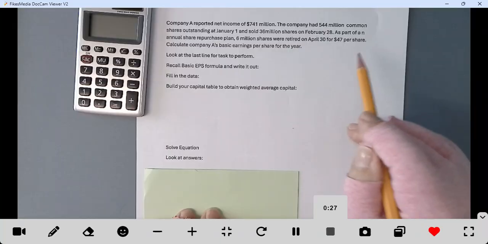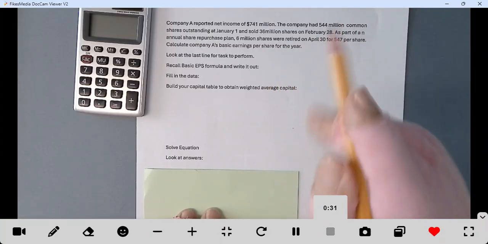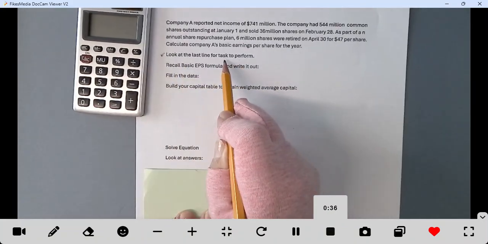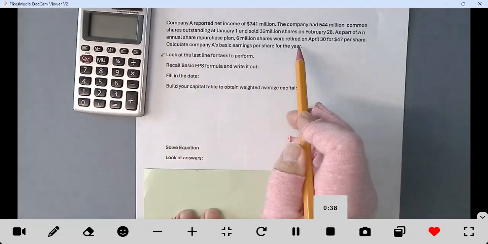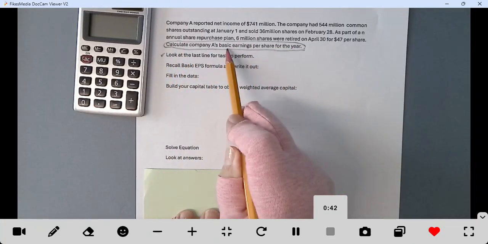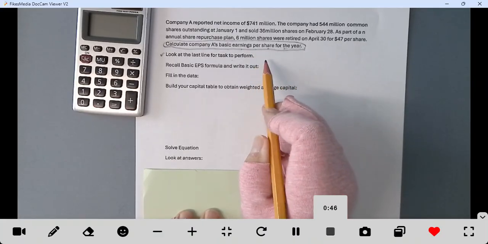It comes up on the computer screen. We're not going to write this out. We're going to have this printed out in front of us. The first thing we do is look at the last line for the task to perform. The last sentence says, calculate the company's basic earnings per share for the year. That's what we're going to do.